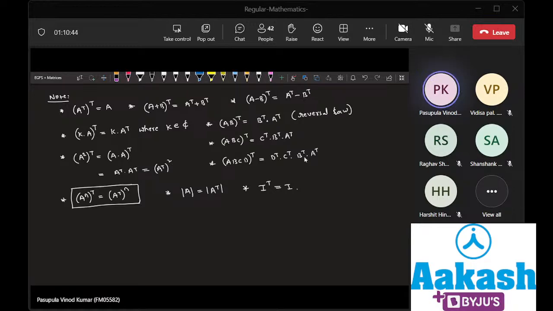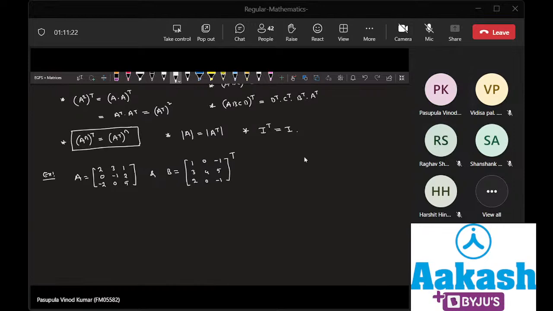You can see the example. My example: A is equal to the matrix with rows 2 3 1, 0 minus 1 2, and minus 2 0 5. And B is equal to the matrix 1 0 minus 1, 3 4 5, 2 0 minus 1, whole transpose. All right. So these are given.